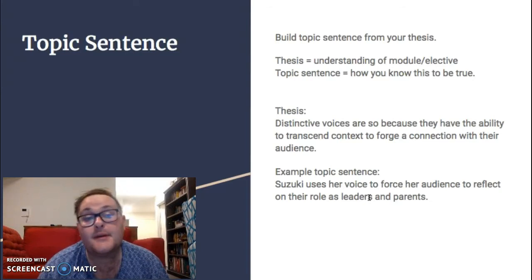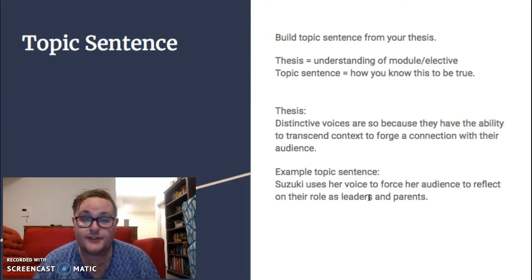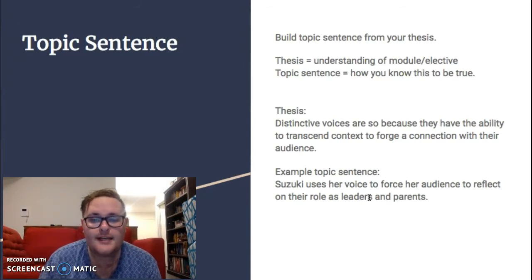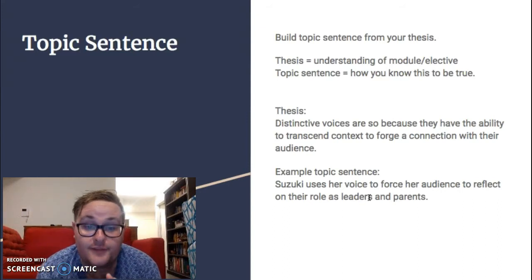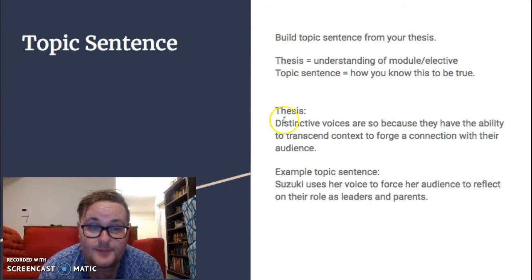And so each topic sentence should be really clearly showing how the text you've chosen is supporting your understanding and is supporting the thesis that you've laid out at the very beginning of your response.